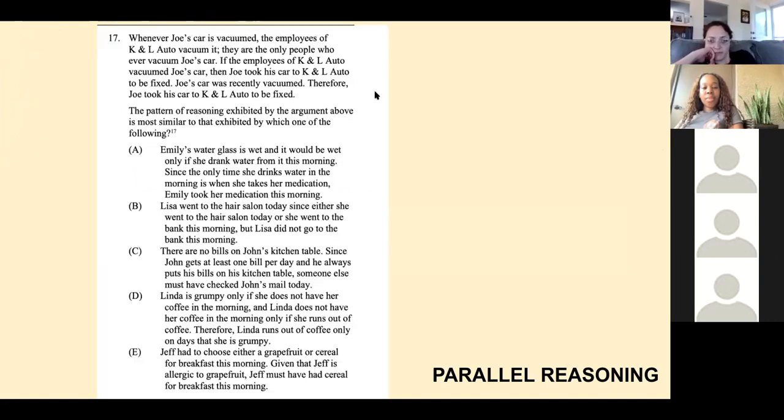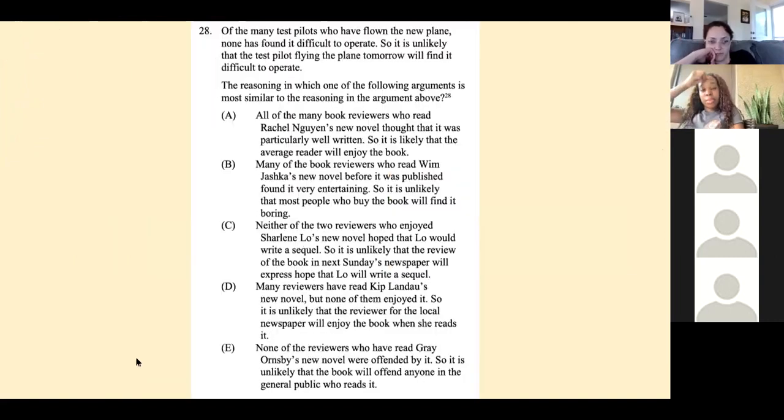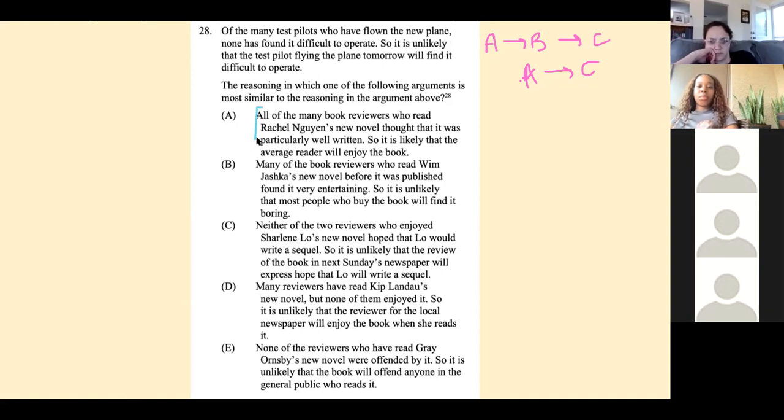So let's go ahead and go on to this, and we're going to try to find something with a similar structure. So I'm going to go ahead and write this down, just A, B, and C, and we'll start with A together. So this is saying if A, then B, then C, A, and then to C. All right. So A says all of the many book reviewers who read R.N.'s new novel thought that it was particularly well written. So how would we diagram this first sentence, Shelby?